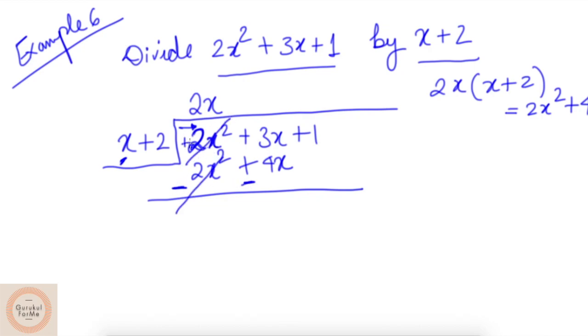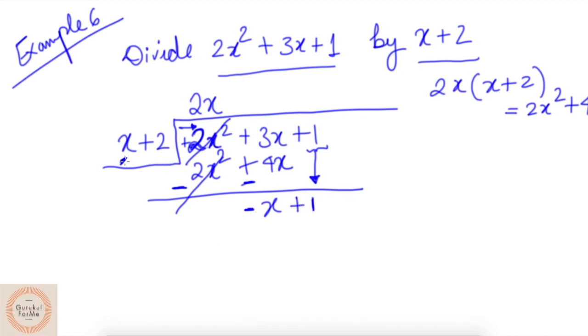Why? Because this is plus and this is minus. I subtracted. So what did I get? I got minus x. Perfect. Now as a methodology, what happens is, you bring this one down. Only one term is what you bring down always. So you brought it down. Okay.